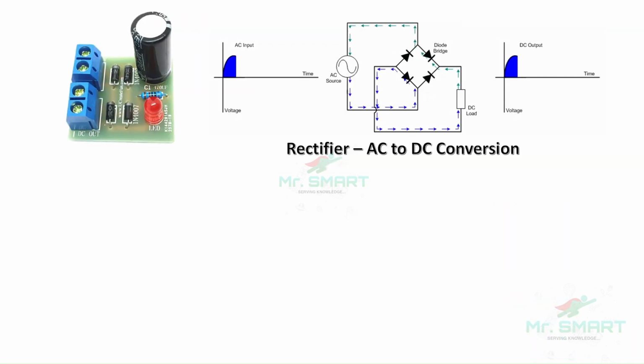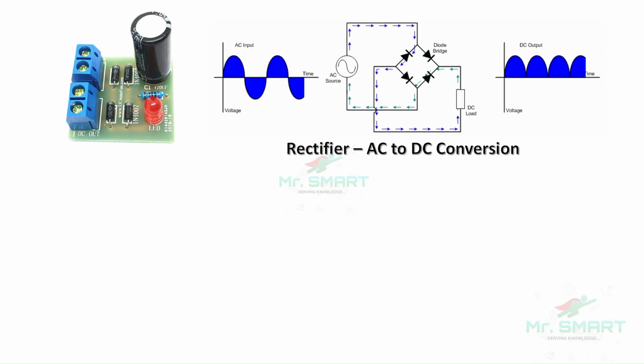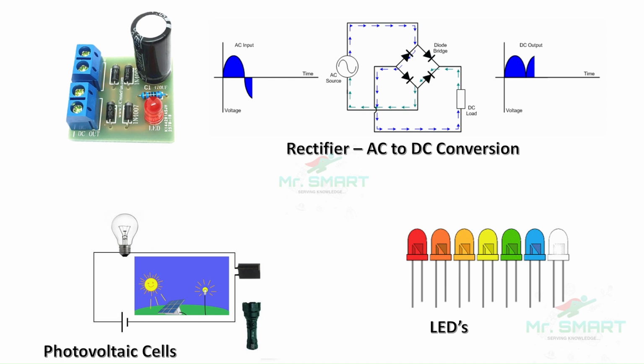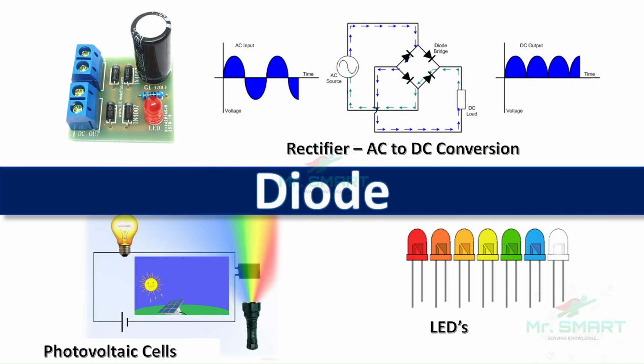Now, semiconductors have revolutionized our world, enabling amazing innovations like converting AC power to DC, harnessing solar energy, creating energy-efficient LED lights and displays. These are all possible just because of a remarkable semiconductor product, the diode.